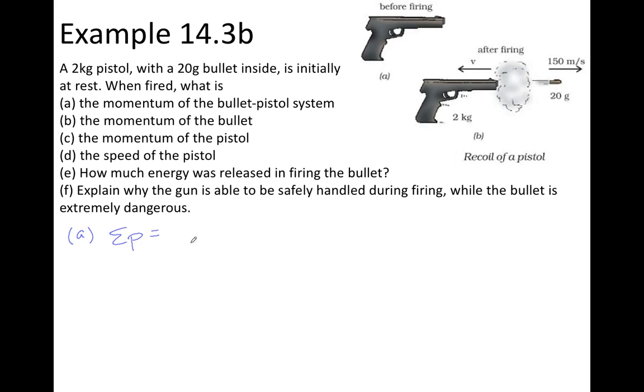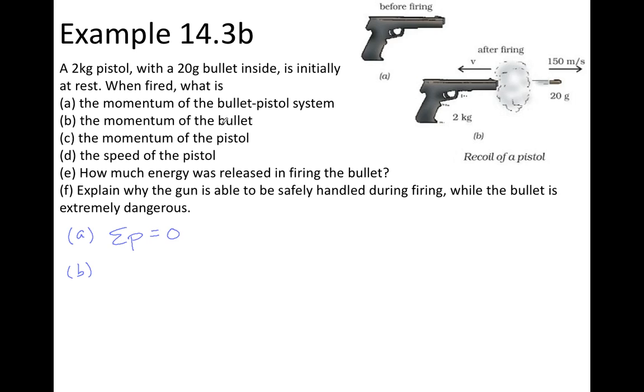Well, initially, neither object was moving, and so together they had no momentum. An object that's at rest has no momentum, so a system at rest also has zero momentum. So the momentum is going to be zero both before and after the pistol is fired.